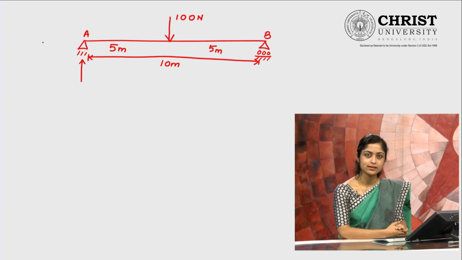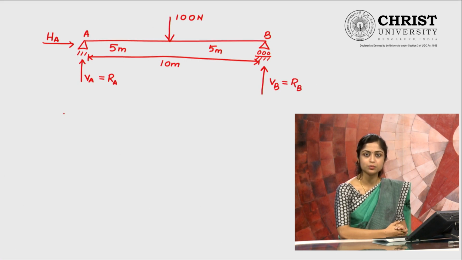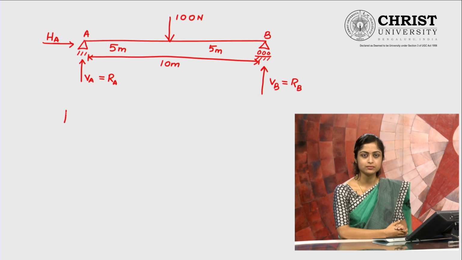Now in this case, the number of reactions produced by a hinged support is 2, one vertical and the other horizontal, and the reaction produced by a roller support is 1, that is a vertical reaction. Using the equations of equilibrium, that is the sum of all vertical forces is equal to 0, we can calculate the reactions A and B.